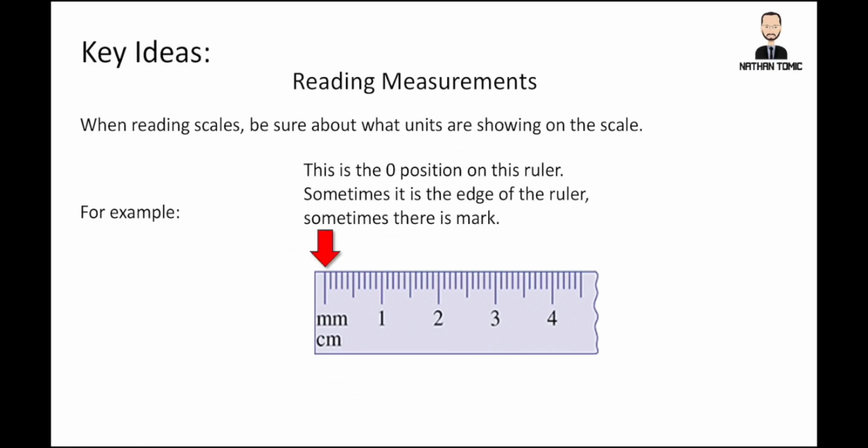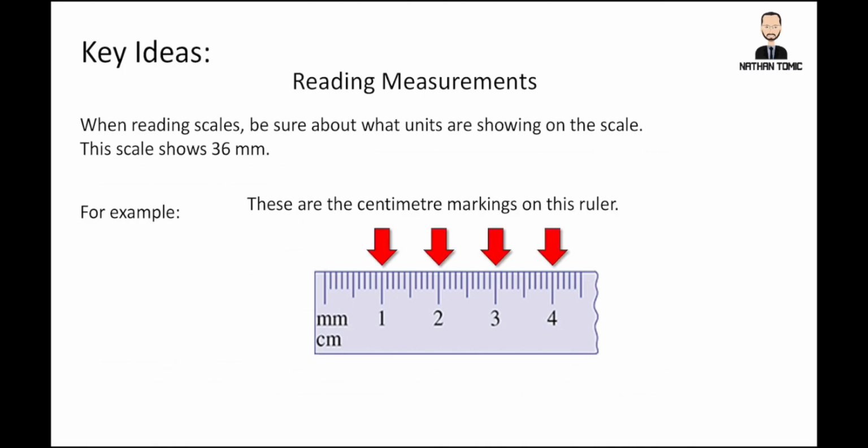Sometimes the position 0 or the 0 mark of your device is the edge of the ruler or the device, and sometimes, like in this case, there is actually a 0 position ruler mark. So again, it's very important that you don't accidentally use the end of a ruler if there is actually a 0 position. Make sure you know which device you're using.